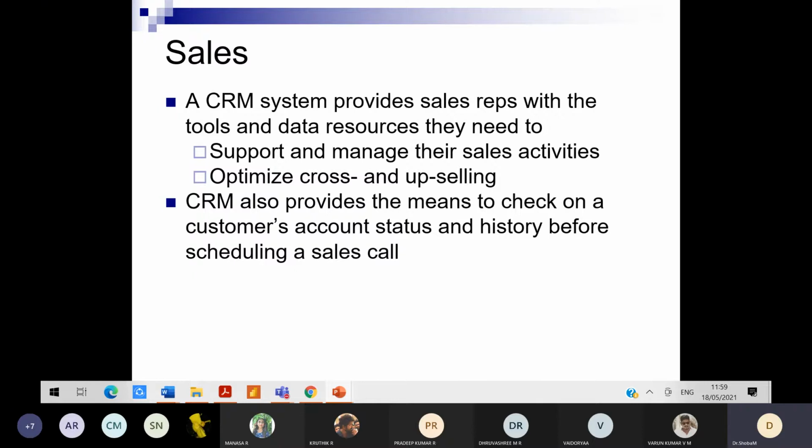CRM also provides the means to check on a customer's account status and history before scheduling a sales call. For this point, I had mentioned an example to get you familiar with how the company gets notifications about private sector employees when they will be getting appraisals or additional benefits or perks. I had taken the example of Diwali time or Christmas time.